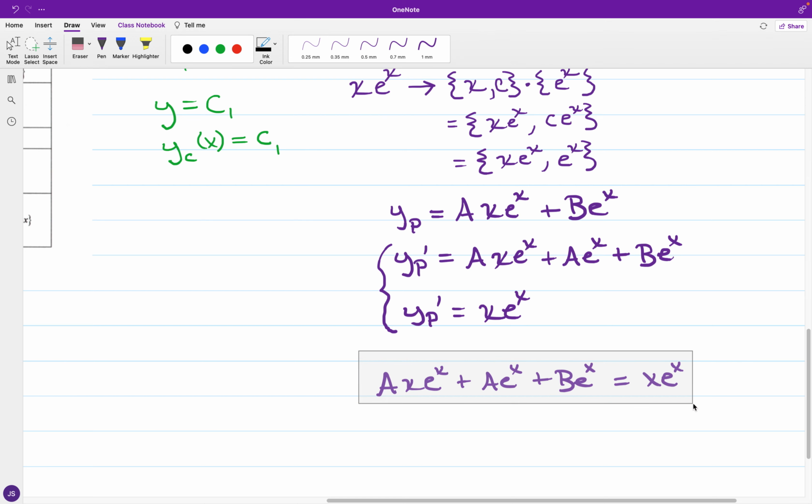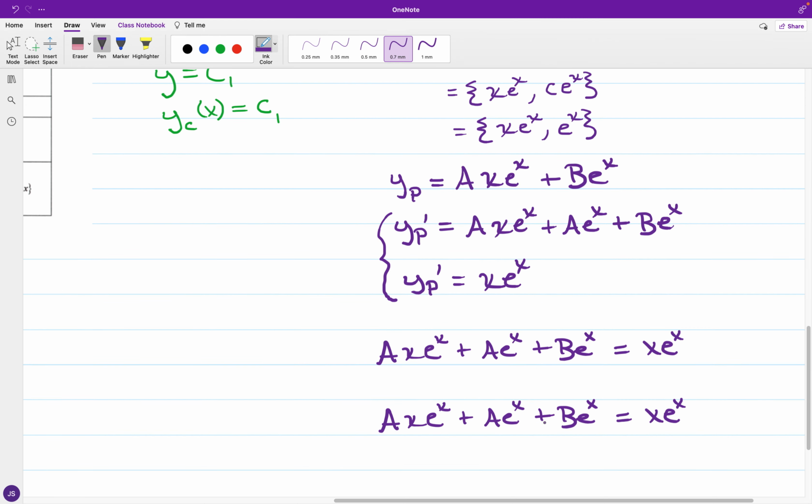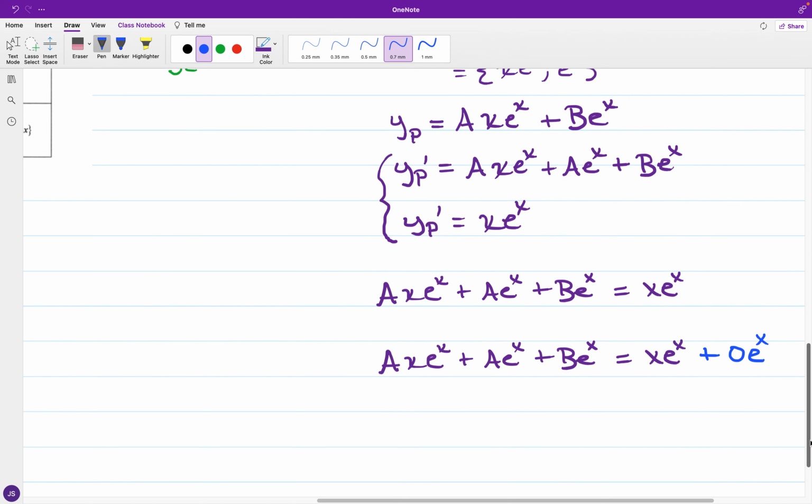And I'll just copy what I have here. And if you notice, on both sides of the equation, I have x e to the x terms. But on the left I have a e to the x plus b e to the x, but I do not have a standalone e to the x term. So I'll just say that I have plus 0 times e to the x.